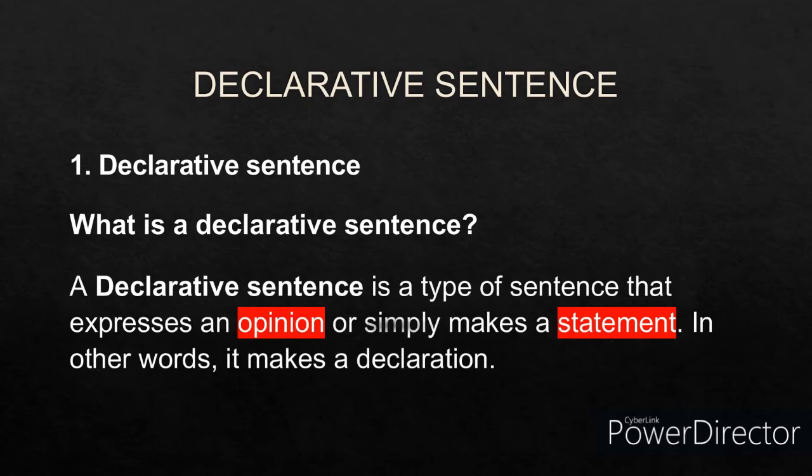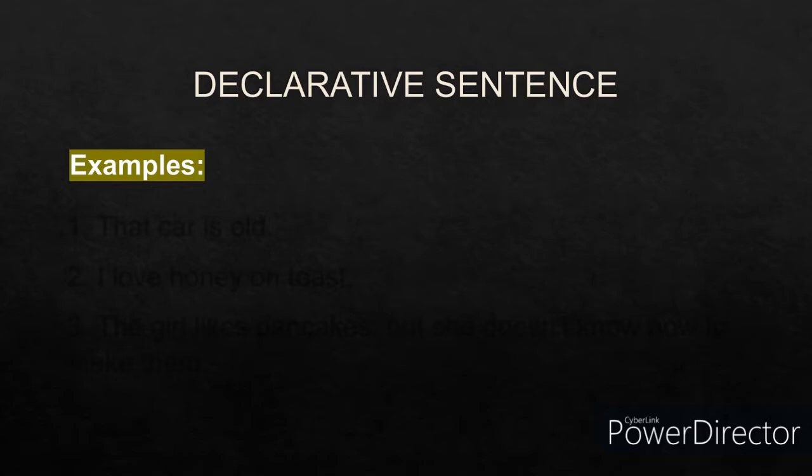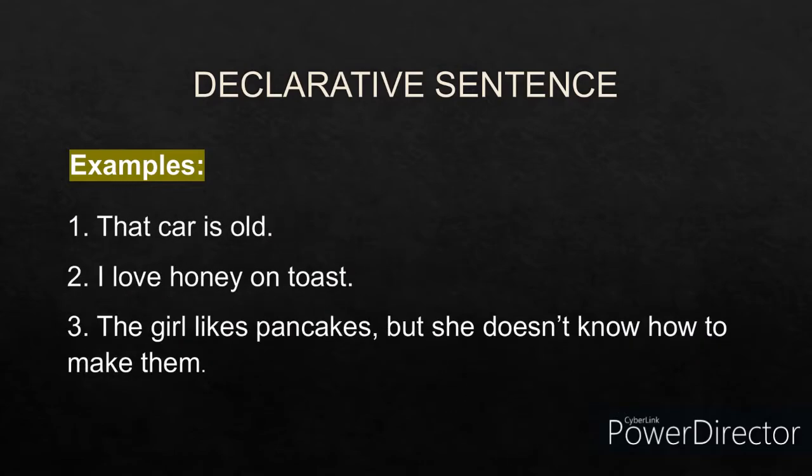Now what is a declarative sentence? It expresses an opinion or simply makes a statement. For example, that car is old. This is an opinion. It expresses someone's opinion. I love honey on toast. This is a statement. The girl likes pancakes but she doesn't know how to make them. This is a statement.